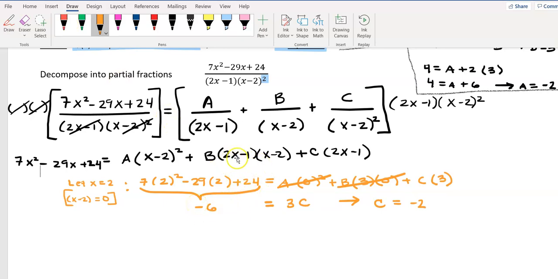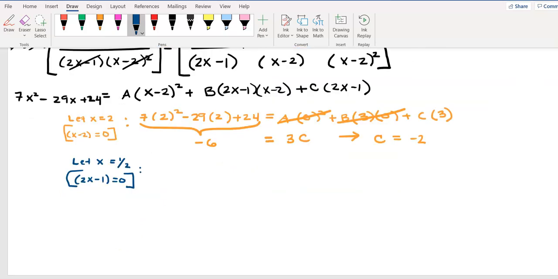Now let's use the other factor to figure out what we should let x equal to help us figure out another one of the a, b, and c values. So the second factor that we have here is 2x minus 1. If I set that equal to 0 and solve for x, it will let us know what x value we should use.